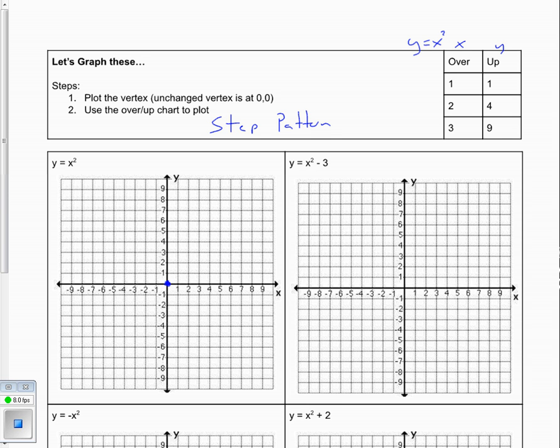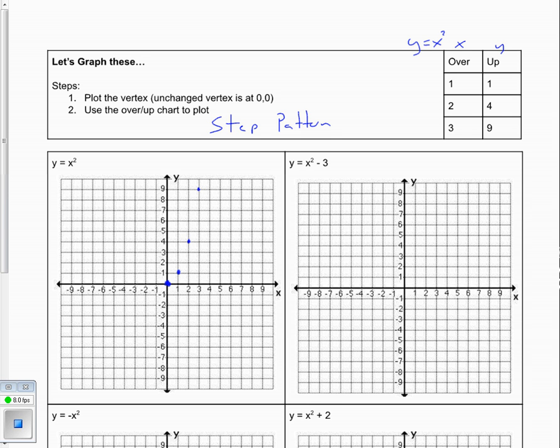If I want a quick way to graph it, I can take a look at my step pattern, and I know that from the origin, the first step is I go over 1 unit to the right, and then up 1 unit. So I go over 1, up 1, and I put in my second point. From the vertex again, I go over 2, up 4 units. So 1, 2, 3, 4. Then the next step is I go over 3 units from the vertex and up 9 units.